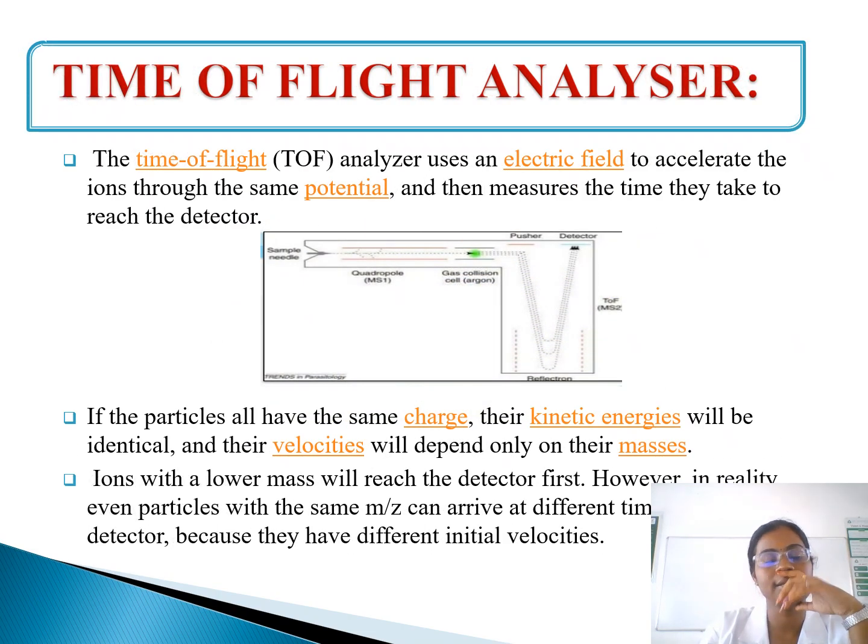Then the second analyzer is the time of flight analyzer. The time of flight analyzer uses an electric field to accelerate ions to the same potential and then measures the time they take to reach the detector.